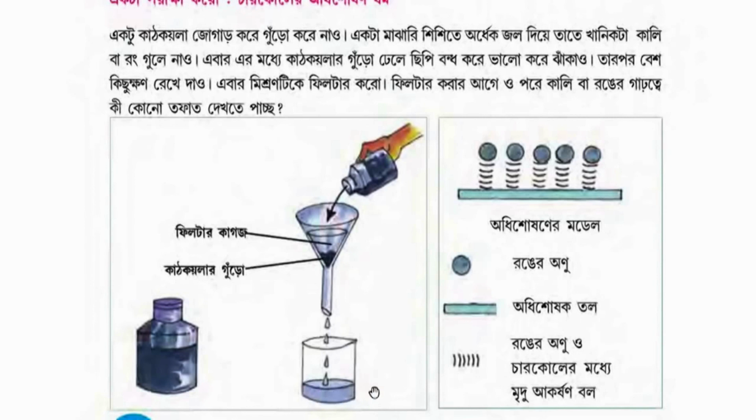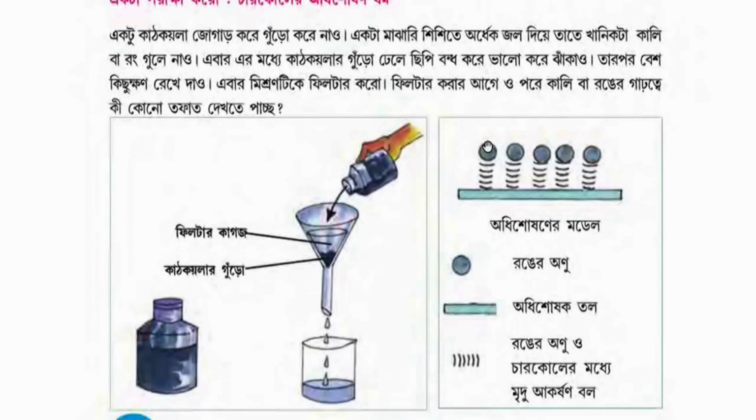It is slightly blue in color, and if you again repeat this process, if you pour this ink in another filter paper having activated charcoal dust, it will become completely colorless. Actually, what happens, there are some specific molecules for which a solution becomes colorful. So here is a model.